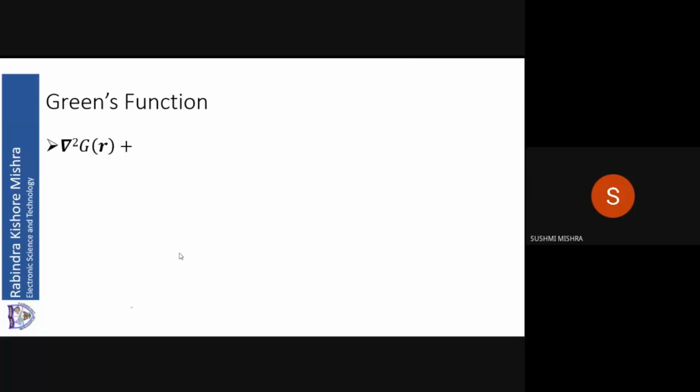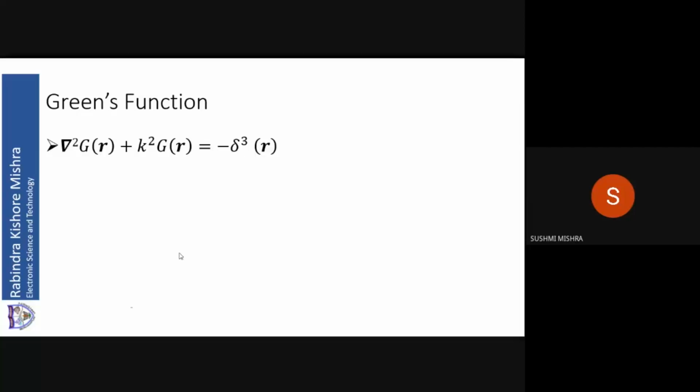del square G(r) plus k square G(r) is equal to minus del cube r. Why del cube? Because we are considering a three-dimensional case over the whole volume. Why minus? What is the reason for taking negative? Because in our previous equation for A, on the right hand side we have minus mu j. For mu j we are replacing an impulse function, so minus remains as it is. So you have minus delta cube of r.